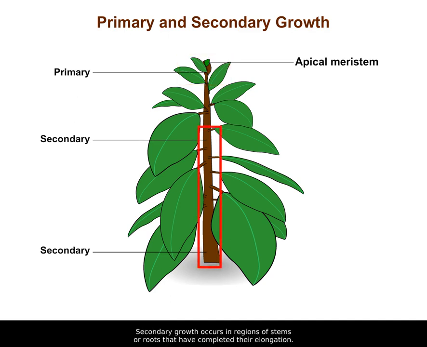Secondary growth occurs in regions of stems or roots that have completed their elongation. Leaves rarely have secondary growth. Secondary growth doesn't occur in many short-lived eudicots or in most monocots, such as palms and grasses.